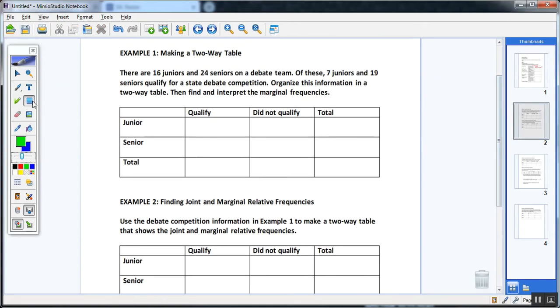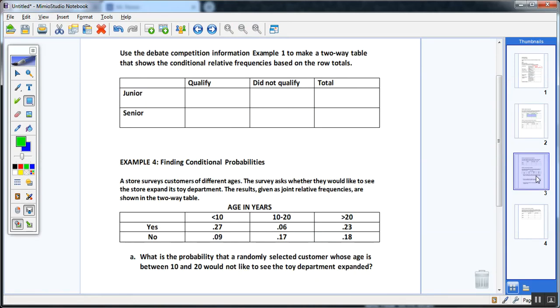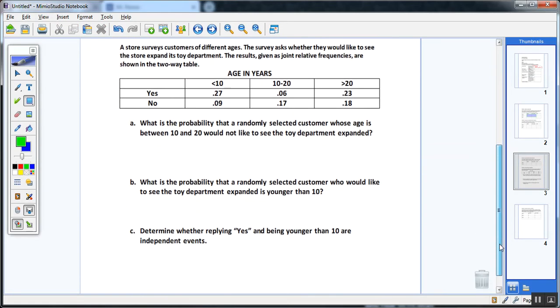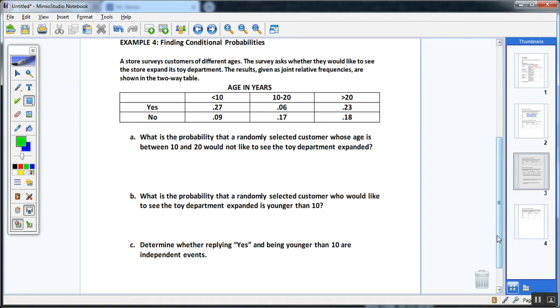Right here in this example 1, the joint frequencies are going to be the values that are in here. Those numbers in there that compare the categories, junior, senior, with qualify and don't qualify, are going to be called your joint frequencies. They're just numbers that are put in here. So if I jump ahead to this table right here, your joint frequencies would be all these values right in here. See example 4.